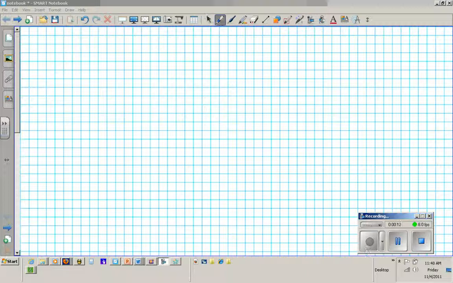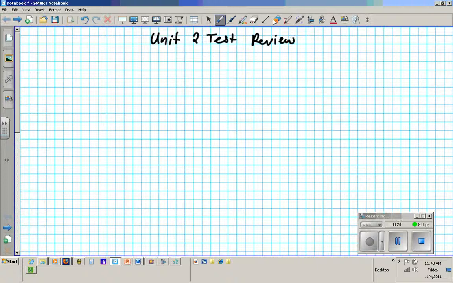Write down the title of this lesson, Unit 2 test review. Okay, write this down in your notebooks. Now, this is the learning objective for this lesson. Learning objective.